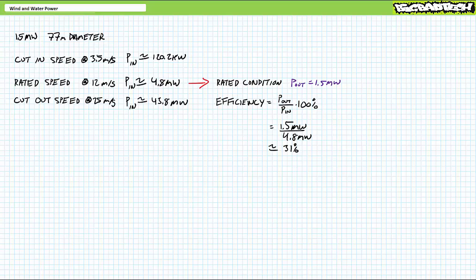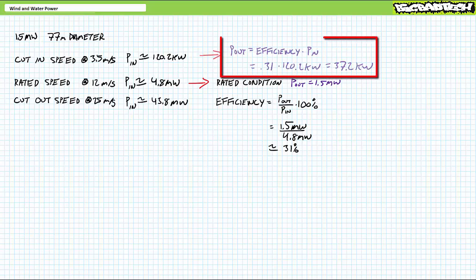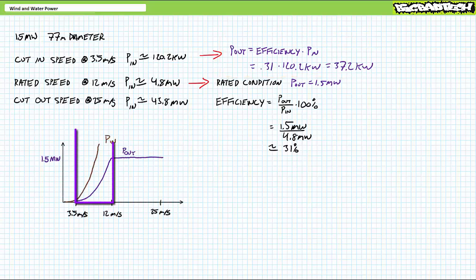Assuming a constant 31% efficiency for the range from 3.5 meters per second to 12 meters per second, which is not entirely accurate, but suitable for our purposes, at 3.5 meters per second, the turbine consumes roughly 120.2 kilowatts of incoming wind power and outputs roughly 31% of this, or 37.2 kilowatts of usable electrical power. A graph of power output as wind speed increases from the cut-in speed of 3.5 meters per second to the rated speed of 12 meters per second shows that the usable power output increases substantially given the cubic velocity term up to the rated power of 1.5 megawatts.